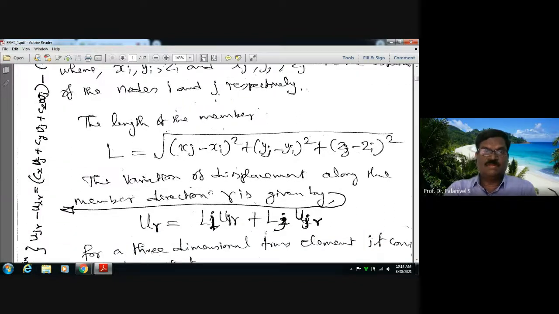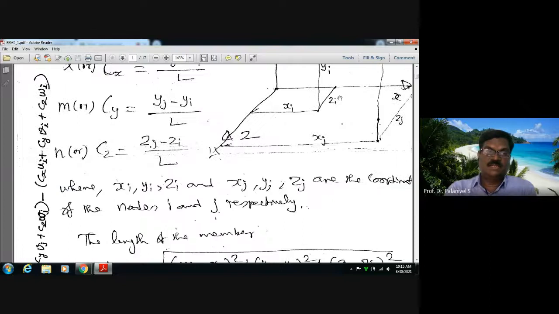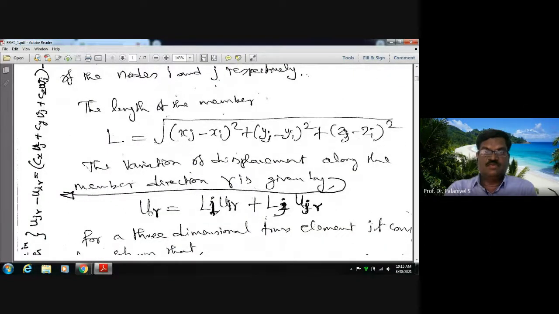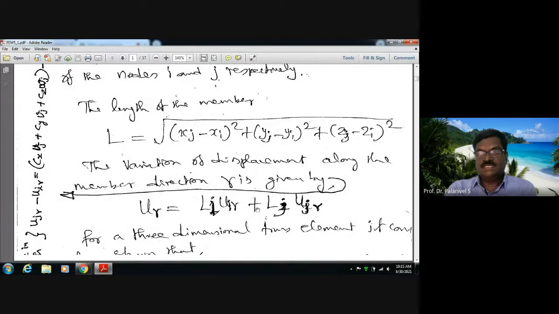The variation of displacement along the member direction R is given by, please see here, this is along the member direction, take it as R. The variation of displacement along this member is given by u suffix r equal to, I will give you the explanation later. U suffix r means the variation of displacement along the member, anywhere on the member, equal to Li uir plus Lj ujr. It means Li, the length of the member. Uir means the ith node displacement in the R direction, the member direction. Ujr means the jth node displacement in the member direction, or R direction. This into length, this into length.